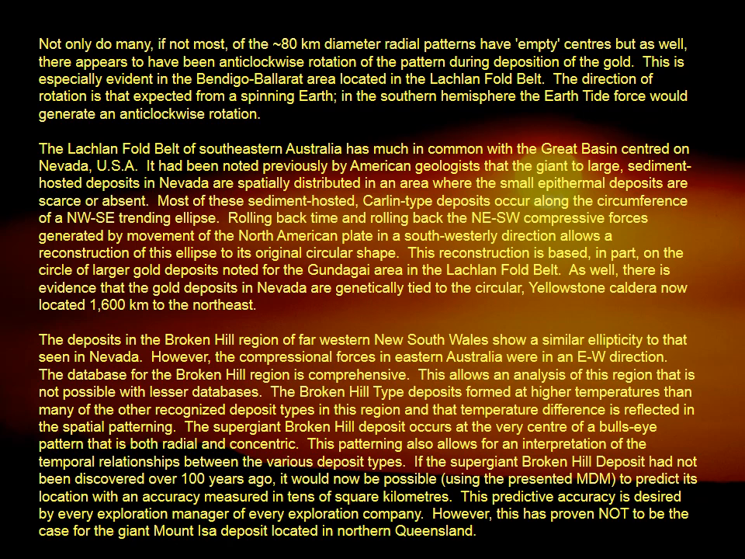If the supergiant Broken Hill deposit had not been discovered over 100 years ago, it would now be possible, using the present mineral deposit model, to predict its location with an accuracy measured in tens of square kilometers. This predictive accuracy is desired by every exploration manager of every exploration company. However, this has proven not to be the case for the giant Mount Isa deposit located in northern Queensland.